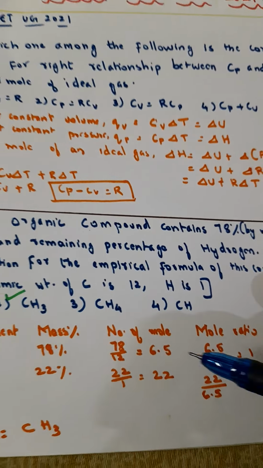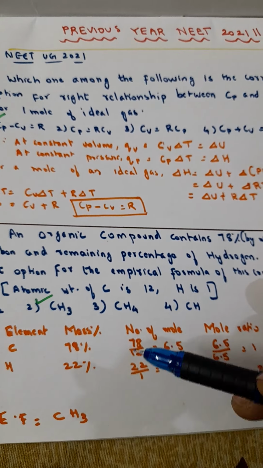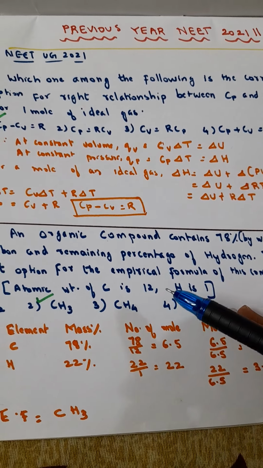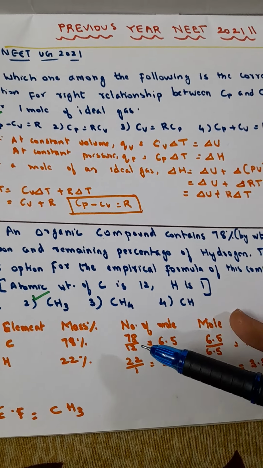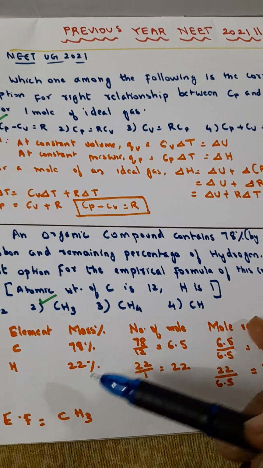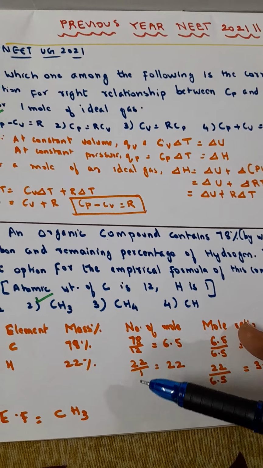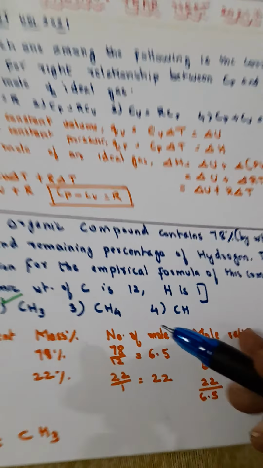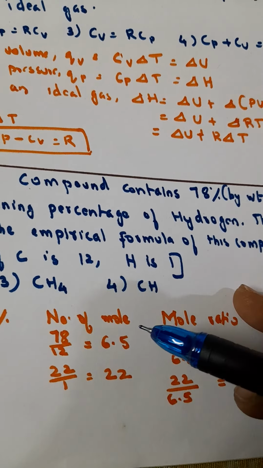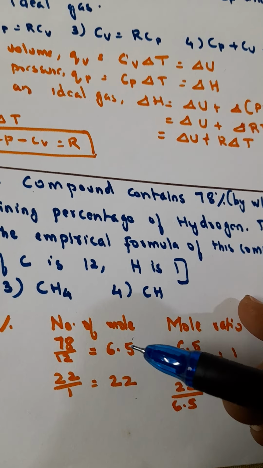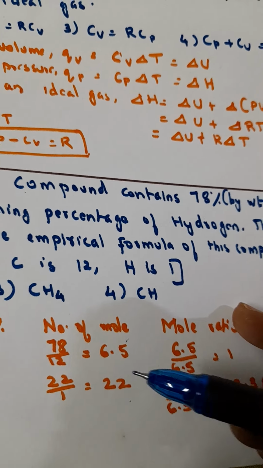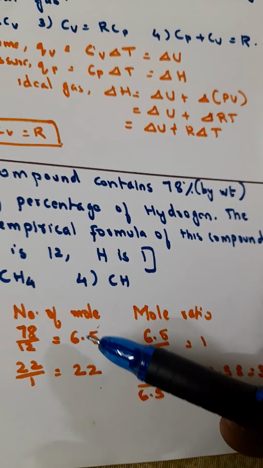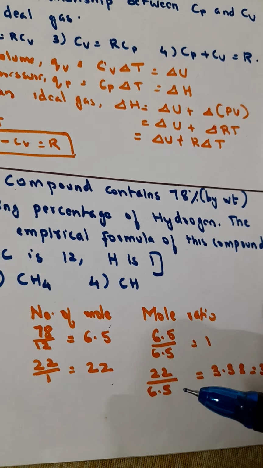Now from this, what can you find out? The number of moles, which is weight divided by atomic weight. So here 78 divided by the atomic mass of carbon, which is given in the question: 78 divided by 12, you get around 6.5. For hydrogen it is 22 divided by 1, that is 22 itself. Then what have you got to do? Once you divide, you compare these two values and choose the smaller one, which is 6.5. Now divide these two numbers by 6.5. So 6.5 divided by 6.5 and 22 divided by 6.5.